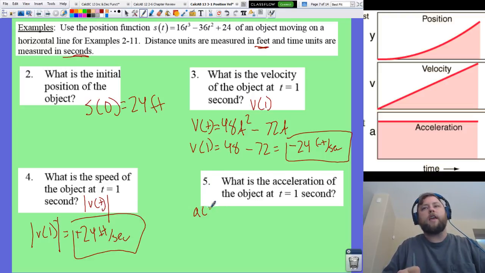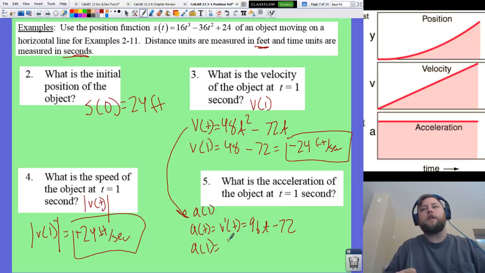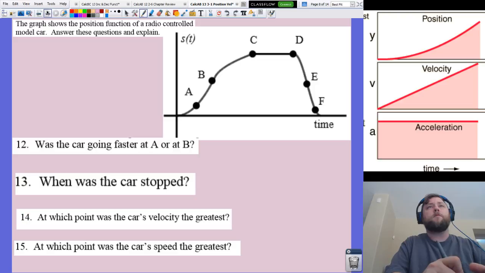And what's the acceleration of the object? Well, that's finding a of 1. So I have to find the derivative of velocity here. So my a of t is my v prime of t. The derivative of this will be 96t minus 72. So a of 1 is going to be 96 minus 72. And if you do that math, that's going to give you 24 feet per second squared. Remember, it's seconds squared. All right, save some more examples for class.